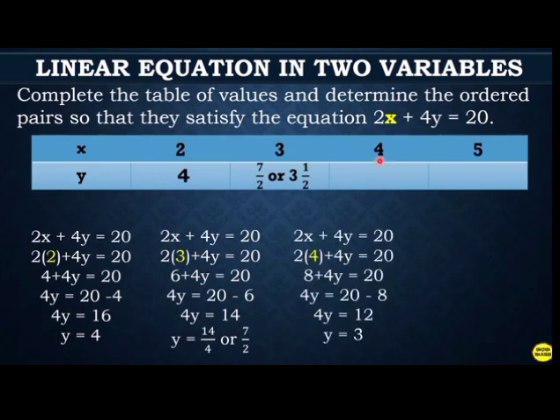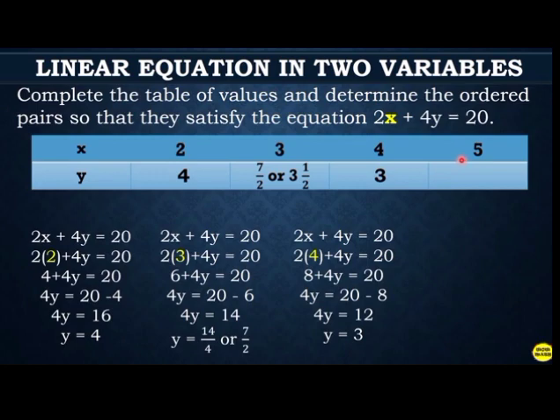Next is 4. So let's also substitute: 2 times 4 plus 4y equals 20. So we get 8 plus 4y equals 20. Then 4y is equal to 20. Let's transpose the 8 into negative 8. So 4y equals 12. Let's divide both sides by 4, equals 3. So our y is 3.